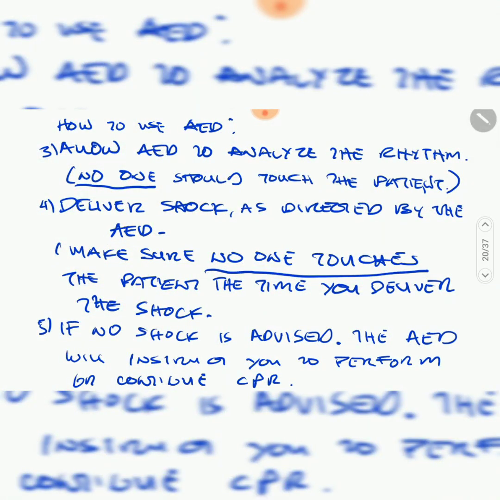Allow the AED to analyze the rhythm. No one should touch the patient at this time. And then deliver the shock as directed by the AED. Make sure that no one touches the patient when you deliver the shock. If no shock is advised, the AED will instruct you to continue doing chest compressions.